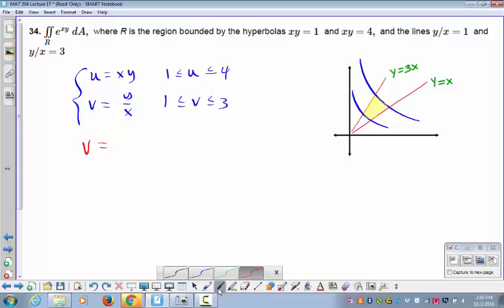Sure. If we solve for y, we get x times v equals y, and then we plug it into the top equation. So u will equal x times xv. Then we can solve for x. We'll have x squared is equal to u over v. We're in this region where x and y are positive, so we can take the square root, no problem. We get the square root of u over the square root of v for x.